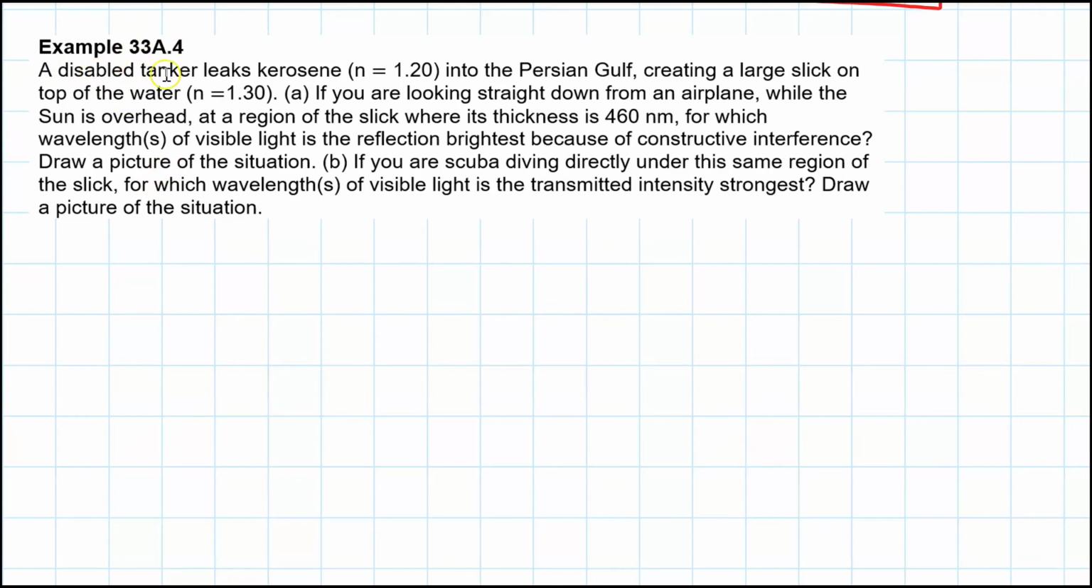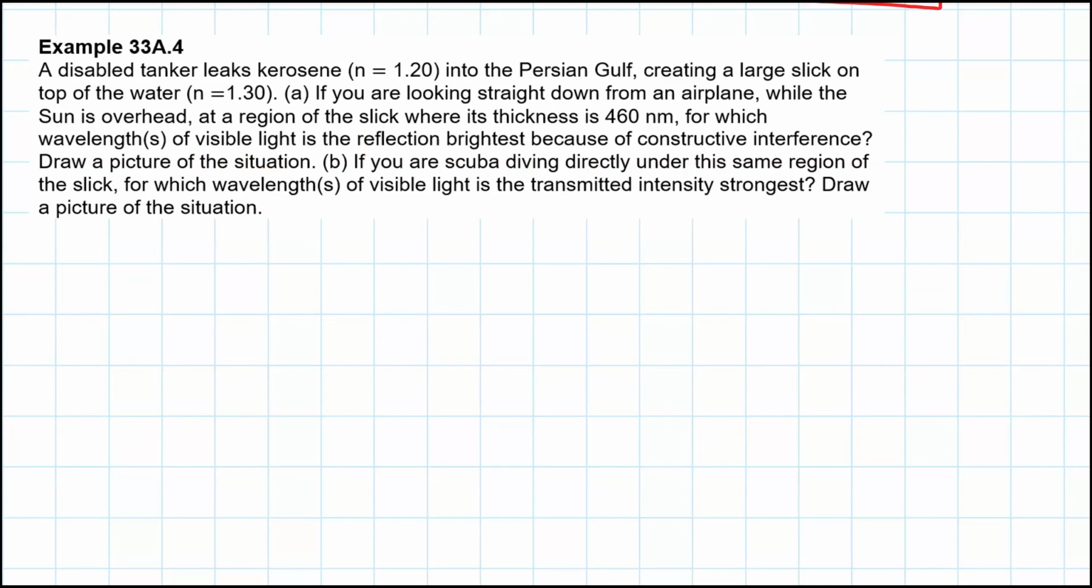A disabled tanker leaks kerosene into the Persian Gulf, creating a large slick on top of the water. If you're looking straight down from an airplane while the sun is overhead at a region of the slick where it's thickest, at 460 nanometers, for which wavelengths of visible light is the reflection brightest because of constructive interference? Draw a picture of the situation.